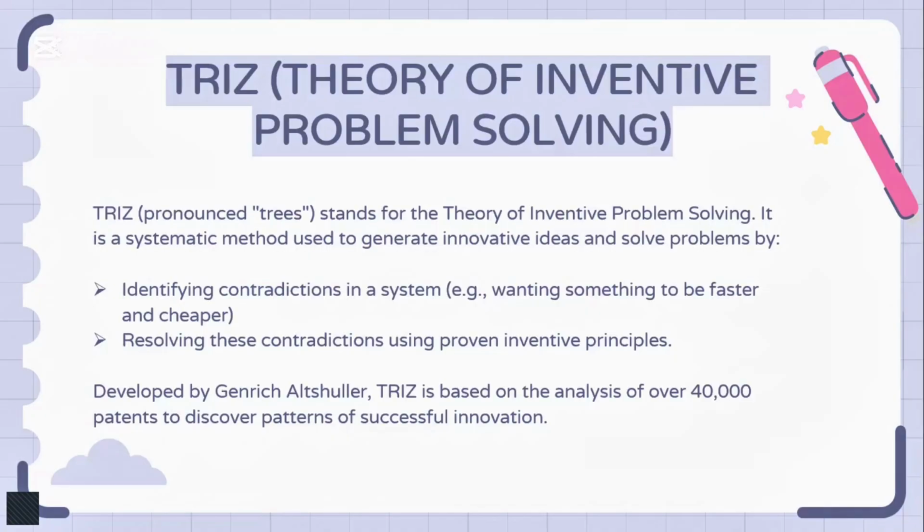So TRIZ is based on an analysis of over 40,000 patents to discover patterns of successful innovation. So it is very much based on a set system and trying to develop things based on it.